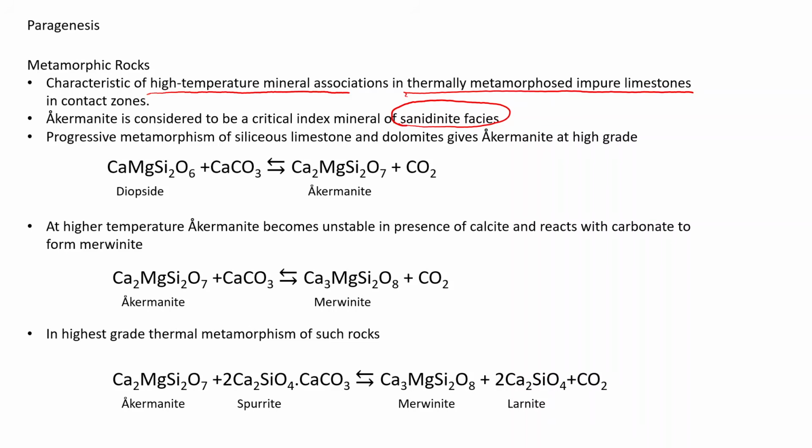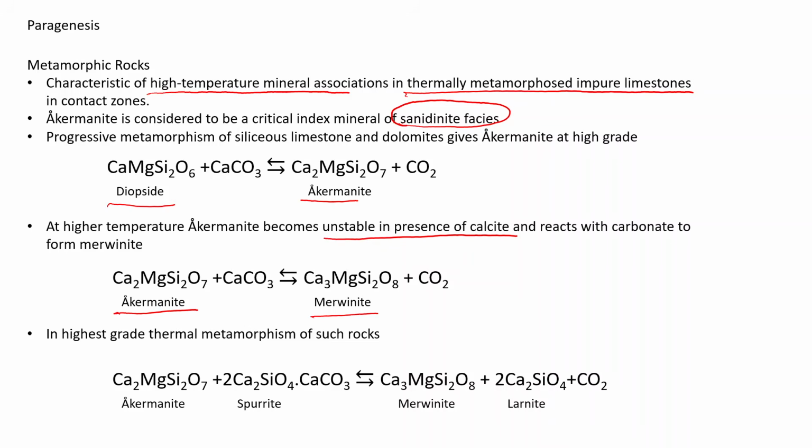The prograde metamorphism of siliceous limestones and dolomites gives akermanite. How? Diopside and calcium carbonate react together to give akermanite. At higher temperature, this akermanite becomes unstable in presence of calcite, that is the limestones, and then starts reacting with the carbonate to form merwinite. Okay, so you can see this reaction. If you are a bit good at remembering things, then you can remember these formulae as well as the equation. Otherwise, simply write this, that akermanite becomes unstable and reacts with carbonate to give us the merwinite.